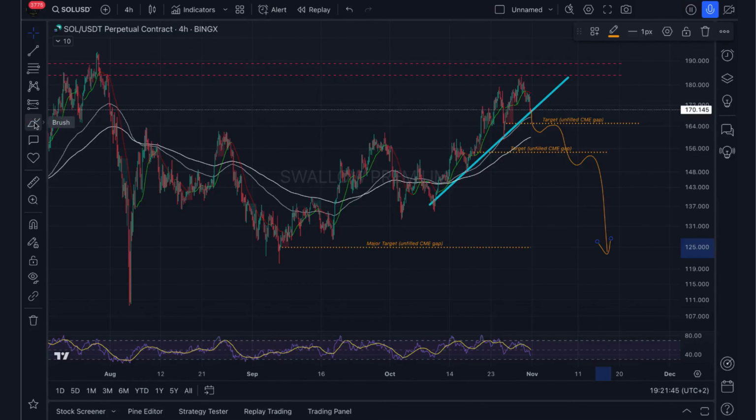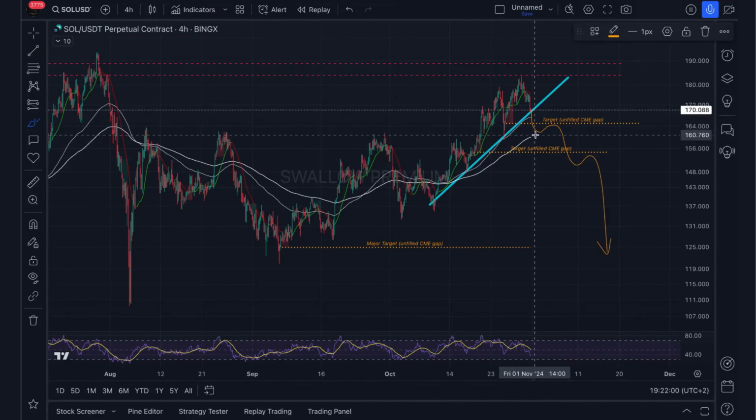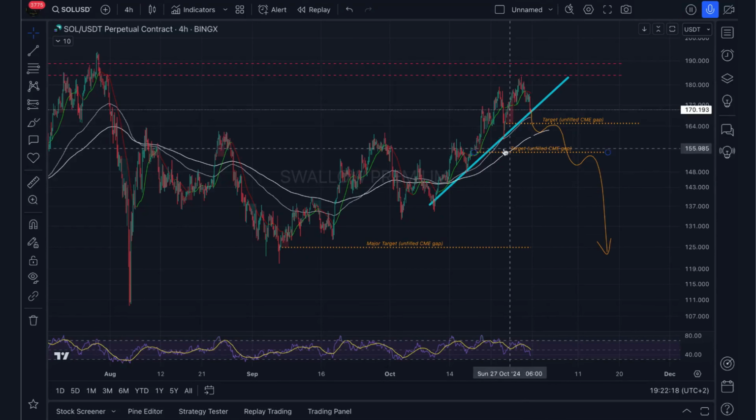Now keep in mind that we still need to break this trend here and the 200 EMA. So the 200 EMA is this one, let's not put a line, but with the brush. So this will be the 200 EMA line. Now we need to break this line here in order to have full control. By full control, I mean, of course, the sellers by then should have full control, and then a nice movement to fill this CME gap.